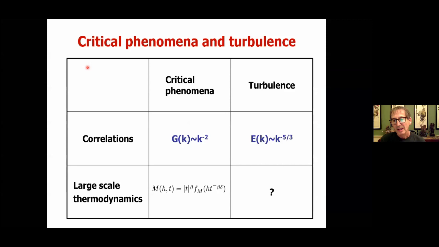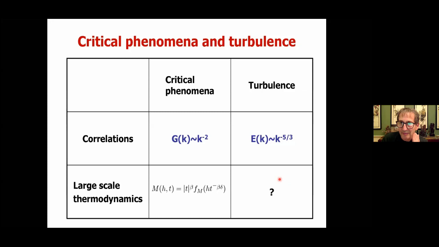So let's now review what I just told you. What I told you is that critical phenomena has two kinds of scalings. One is that spatial correlations scale, and in fact, you probably know that spatial correlations, at least in three dimensions, scale as k to the minus 2, wave number to the minus 2 power. I just showed you that the thermodynamics scales with this data collapse formula. And over here for turbulence, what you have is that the velocity correlation function, this power spectrum of the velocity fluctuations, in Kolmogorov theory, scales as k to the minus 5/3. So the question I want to ask then is, what is the analog for turbulence of this large-scale thermodynamics data collapse? What goes in this box over here?